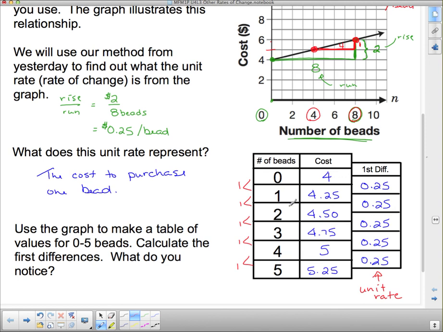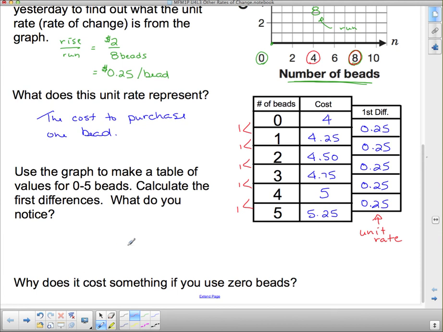If these went up by 2, I would have to take our first differences and divide it by 2, okay, to get what our unit rate is. So, calculate the first differences. What did we notice? Okay, what we noticed is the first differences are equal to the unit rate. So they are.